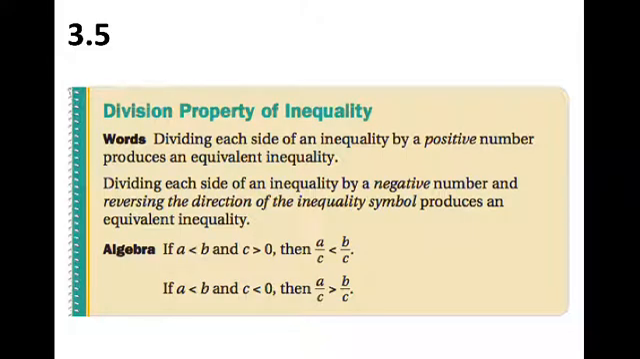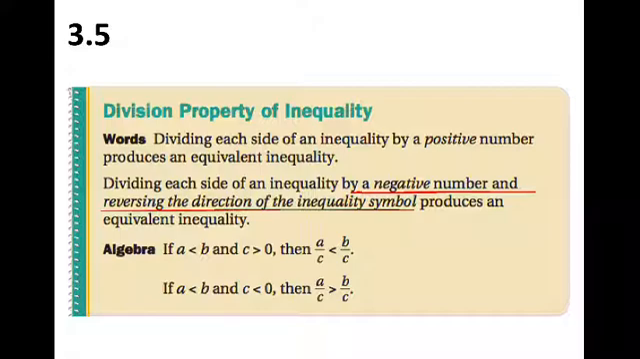Now, as we've talked about before, division and multiplication are kind of the same thing. So the same properties apply. If we're dividing an inequality on both sides by a positive number, you're going to be fine. You're going to get the same equivalent inequality. Now, if we're dividing by a negative number, we have to reverse the direction of the inequality symbol. It's going to flip around.